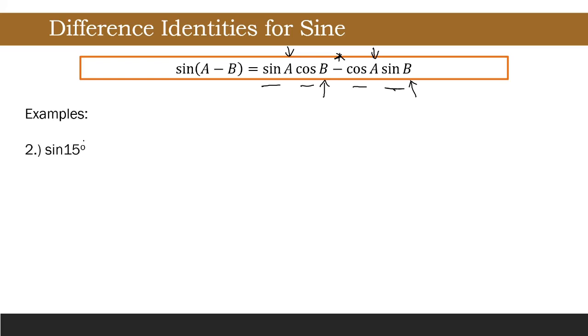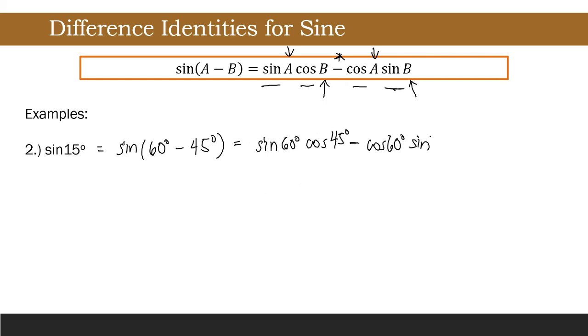So example number 2, we have sine 15 degrees. 15 degrees can be written as sine of 60 minus 45. Tama ano? 60 minus 45, that's 15. So let's use again the identities. Sin, cos, cos, sin. Tapos minus yung nandito. Yung first angle natin ay 60. Second angle natin ay 45. And then, ilagay natin yung mga parentheses.